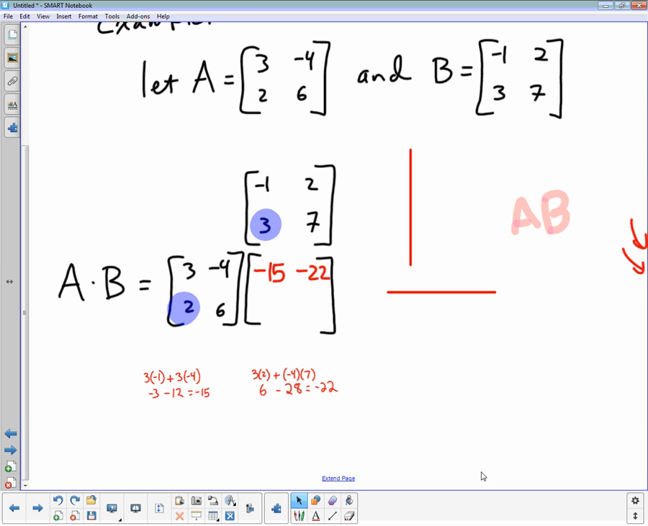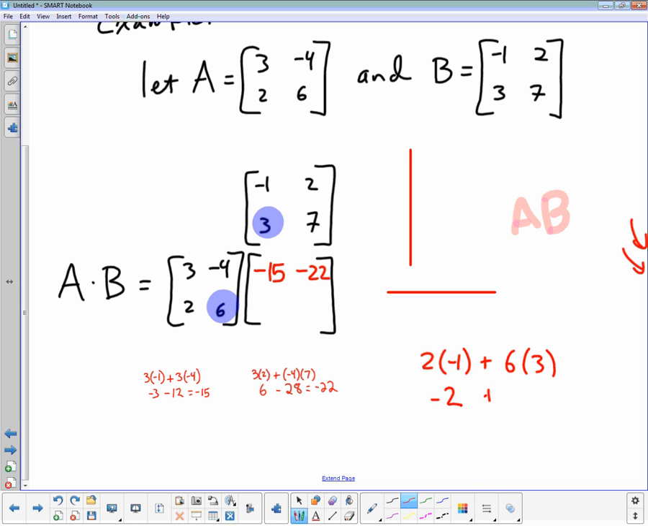So what's my 2, 1 element? Okay. Yeah. 2 times negative 1. And then 6 times 3. So negative 2 and 18 yields negative 16. Okay. Cool. Now for the last one, 2 and 2. Running out of room.